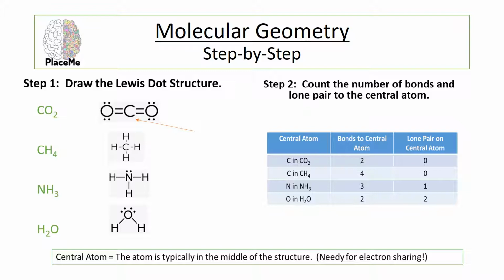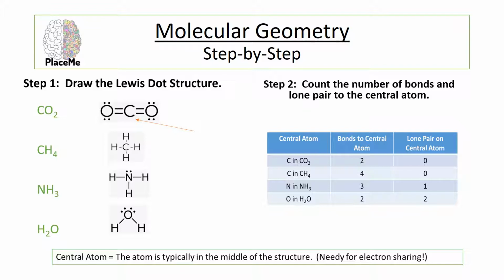The lone pair is represented as those 2 dots together. So you'll see oxygen has some lone pairs on it, but the central atom carbon does not have any lone pairs. So for our first analysis, we're going to say carbon dioxide has 2 bonds to the central atom and 0 lone pairs on the central atom.